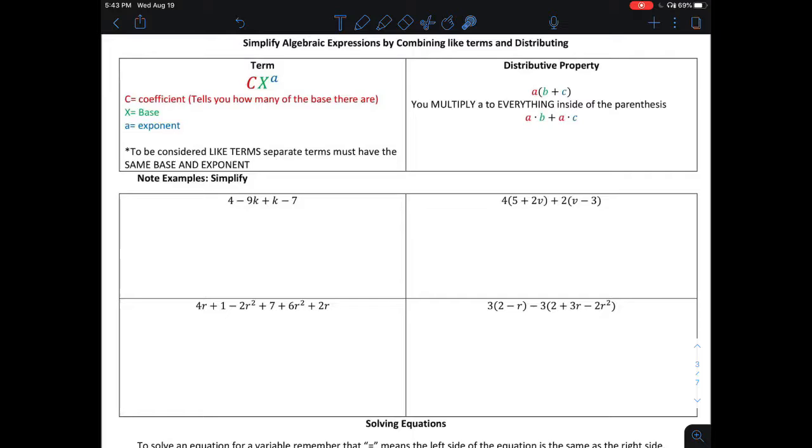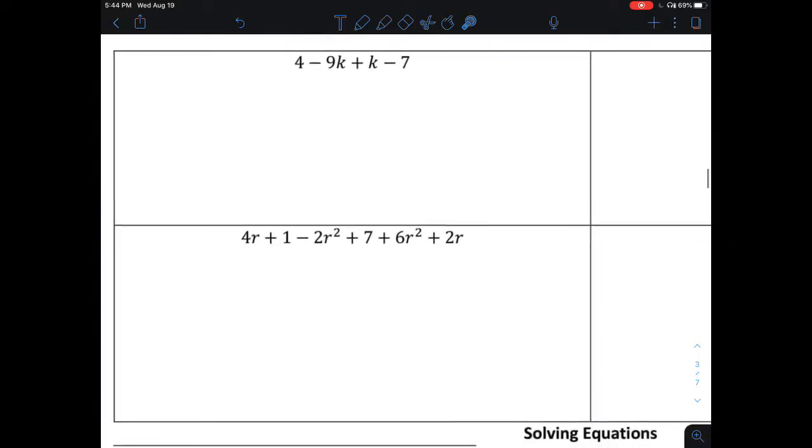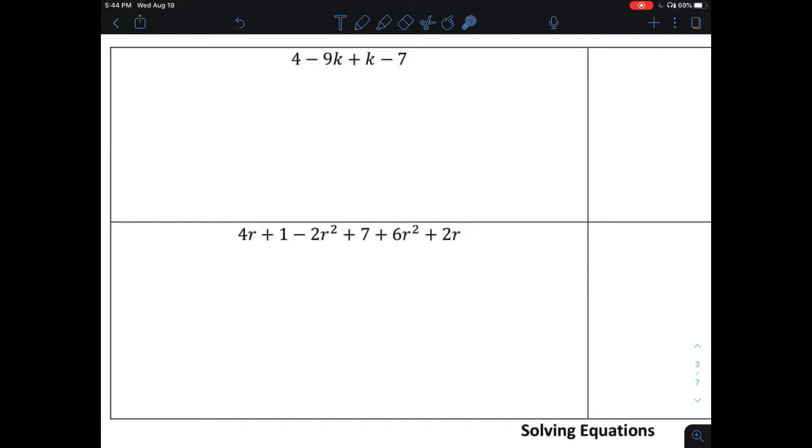And so the way I'm going to identify what like terms are is they have to have the same base and the same exponent. So to be considered like terms, you must have the same base and the same exponent. And so let's do an example here of just simply combining like terms. And we'll do two of these right here in a row.